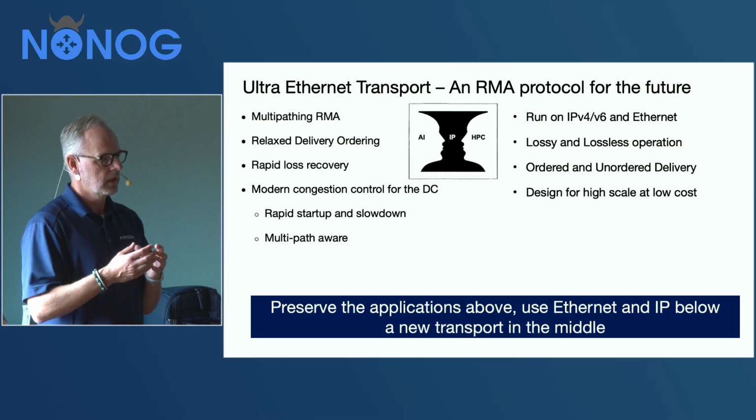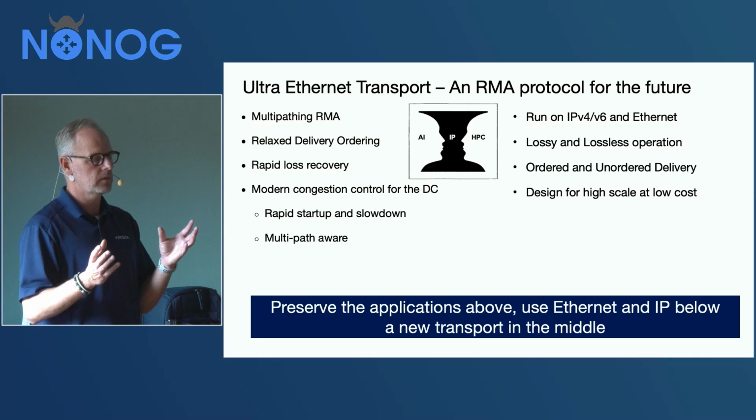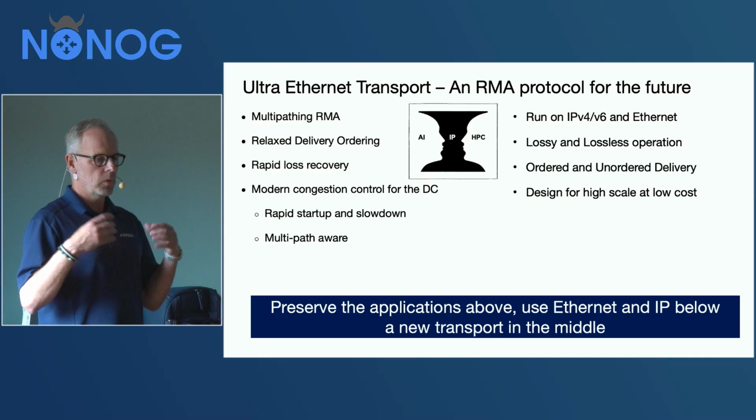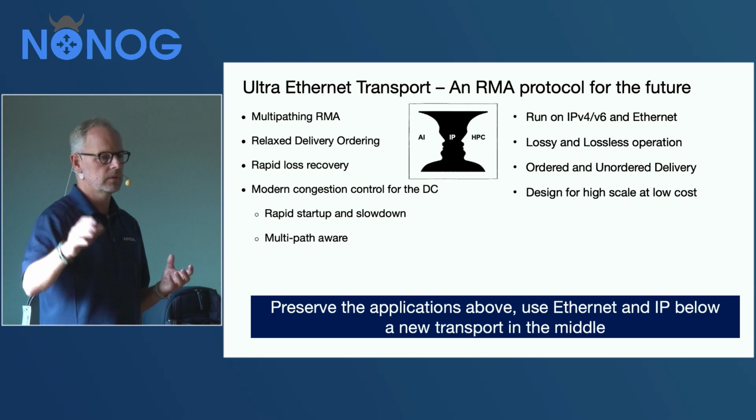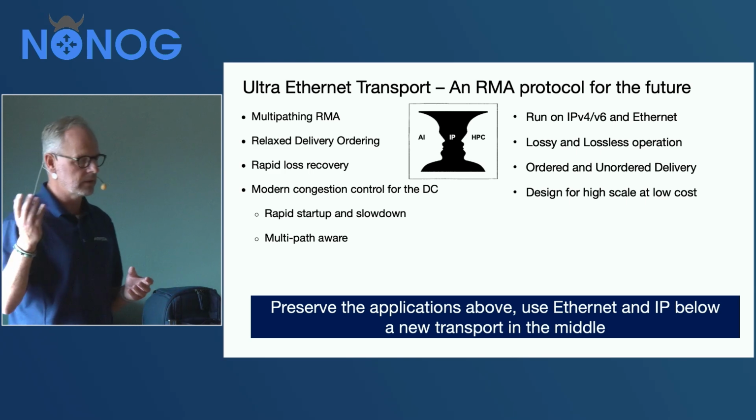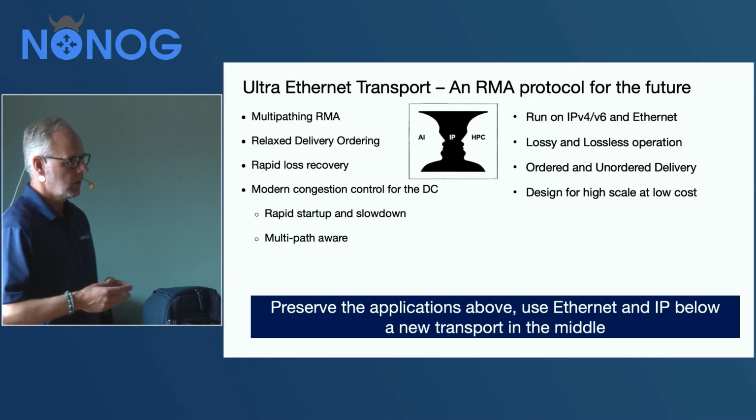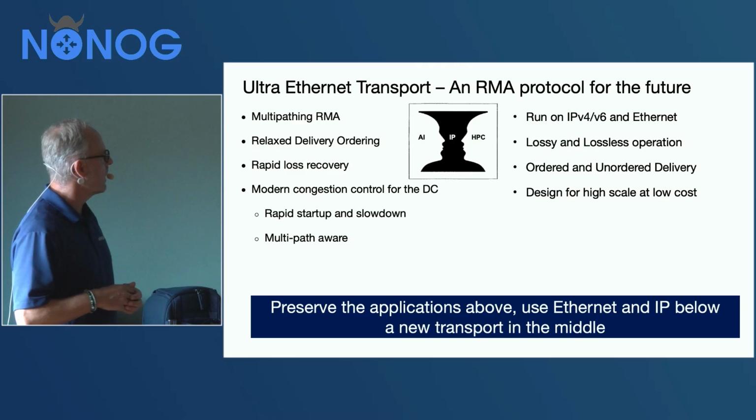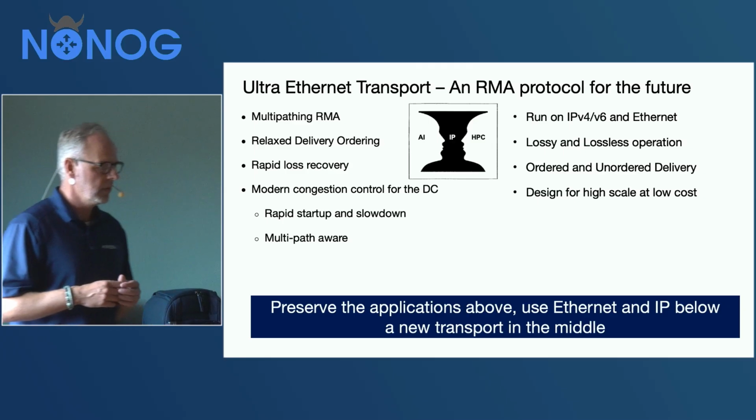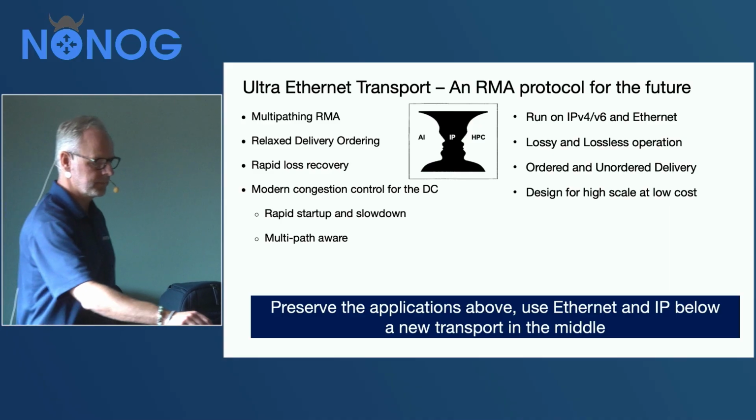It supports packet spraying, which makes it much easier to load balance. Relaxed delivery ordering: packets can arrive at the destination host unordered, and we don't need to reassemble the packets before sending them out to the host. Rapid loss recovery, and new congestion algorithms to control for the data centers.